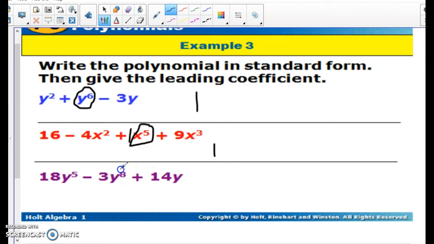Here, 8 is my biggest exponent. Okay, bigger than y to the 5th, bigger than 14y. So -3 is going to be my leading coefficient there.